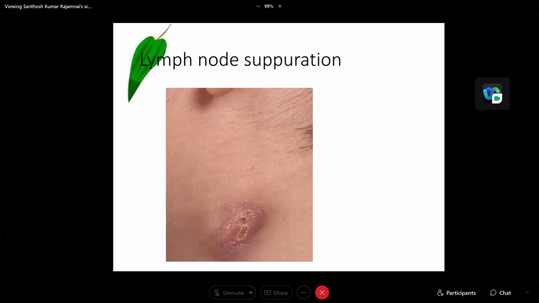And a more common one is lymph node suppuration. You have the suppuration of the lymph node. Here you can see the suppuration of the jugulodigastric node, or the signal node, right? So you can see the suppuration of the jugulodigastric node.